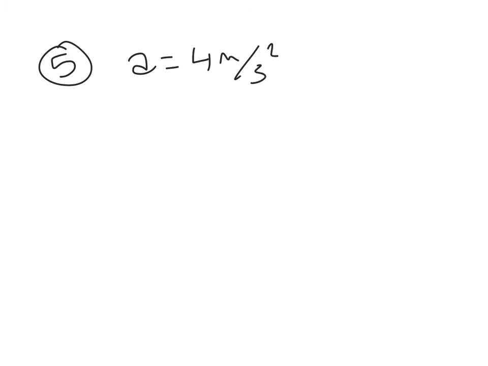Okay, question number 5. If a car accelerates from rest at 4 meters per second squared for 7 seconds, what would be the speed reached at 7 seconds? So we read the question. What do we have? We have an acceleration. Your acceleration is equal to 4 meters per second squared. What else are you given? Time. Time is equal to 7 seconds.